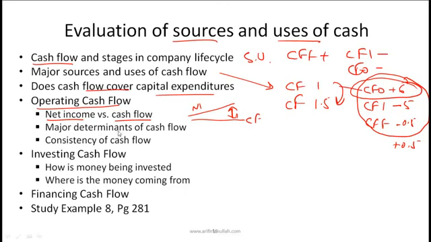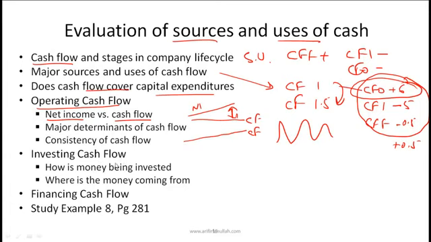You also need to look at the major determinants of cash flow. Are you generating cash because you are getting more money from customers, or are you generating cash because you are not paying your suppliers? And then you should also look over the years at the consistency of cash flow. So do you have a consistent cash flow that's going up, or do you have a very erratic cash flow, which will indicate a higher level of riskiness?